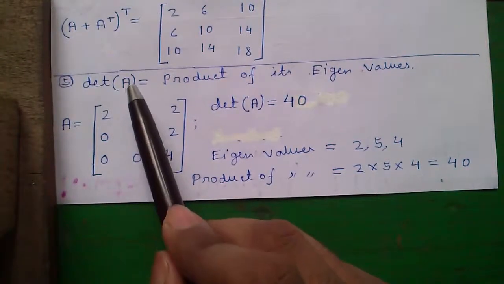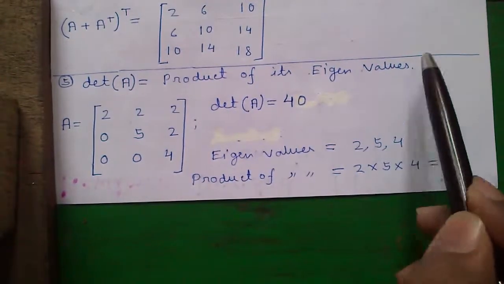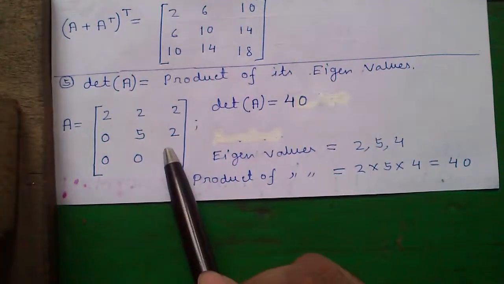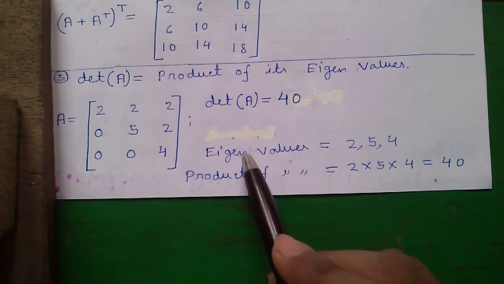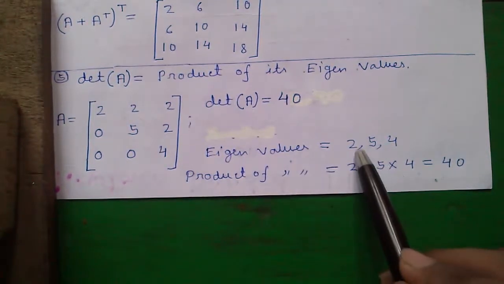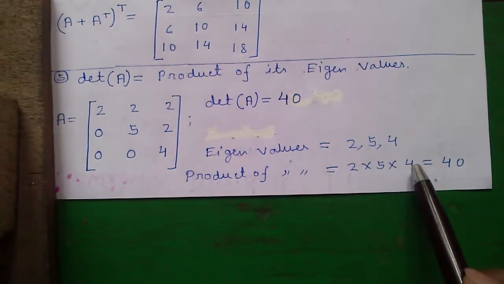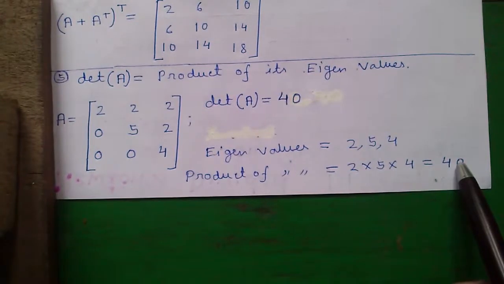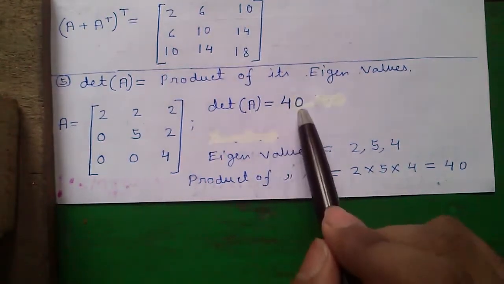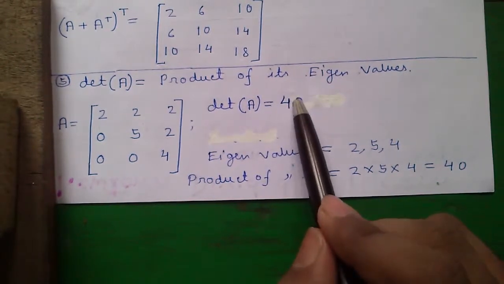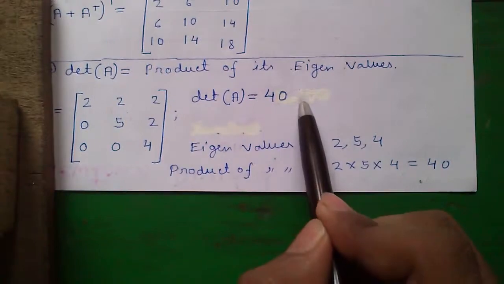Property number 5. Determinant of matrix A or mod A equals to product of its eigenvalues. So if A equals to this matrix, the determinant of A will be 40, and the eigenvalues of this matrix are given as 2, 5, 4. So the product of the eigenvalues is 2 into 5 into 4, that is 10 into 4, 40. So the determinant of matrix A equals to product of its eigenvalues. You can try proving this property on any square matrix. It will be true for any square matrix because determinant can be found for square matrices only.